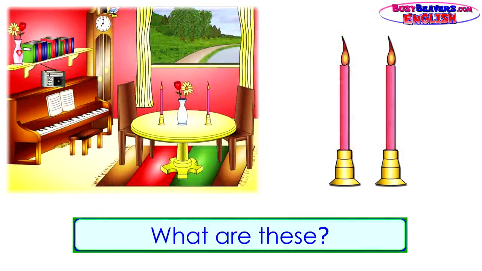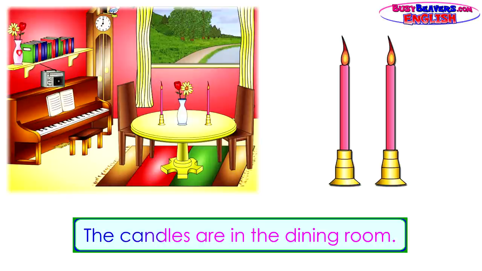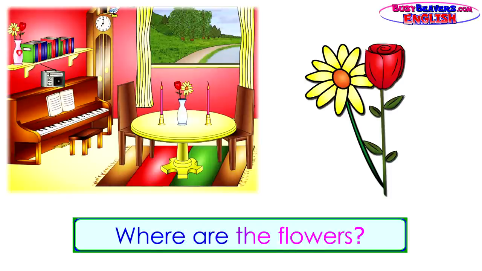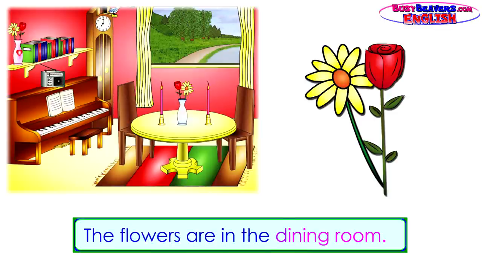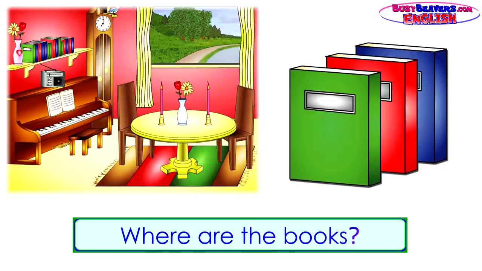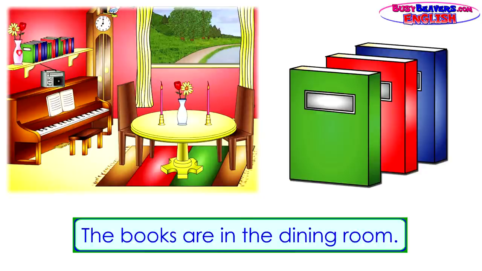What are these? Those are candles. Where are the candles? The candles are in the dining room. What are these? Those are flowers. Where are the flowers? The flowers are in the dining room. What are these? Those are books. Where are the books? The books are in the dining room.